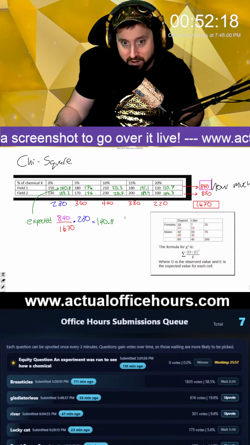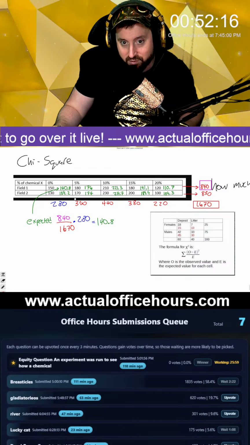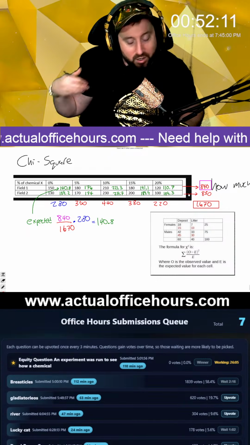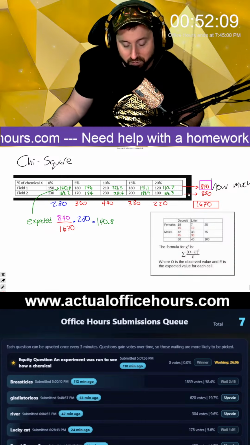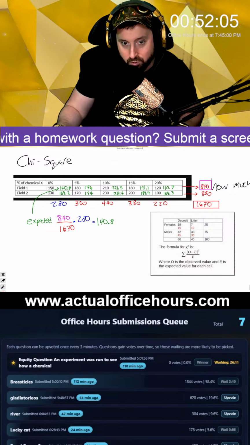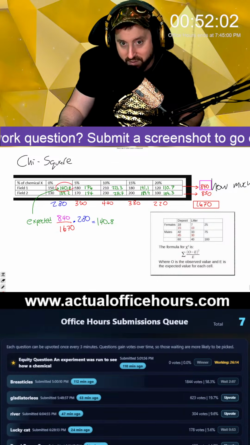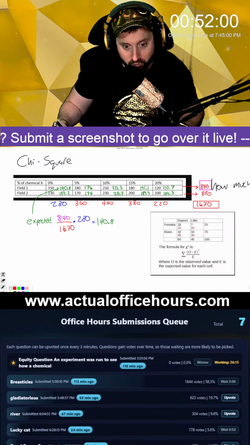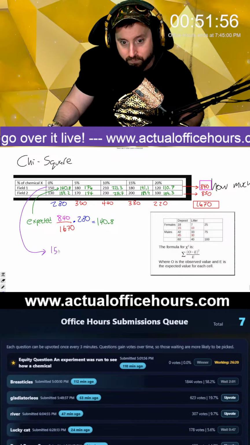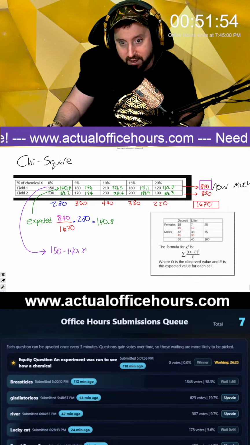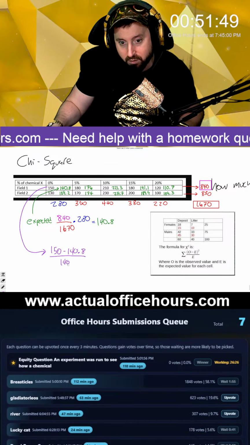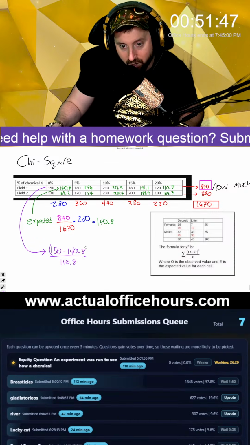What you're supposed to do then, Equity, is you do this minus this squared, plus this minus this squared, plus this minus this squared, plus this minus this squared. Just do it for all of them. I'm not going to do it because it's just going to take way too much time. And then you do that minus that squared divided by this. So I'll show you how you would do the first one, and then I'll leave it as an exercise to the reader. So this would be 150 minus 140.8 divided by 140.8, and then this top part is squared.